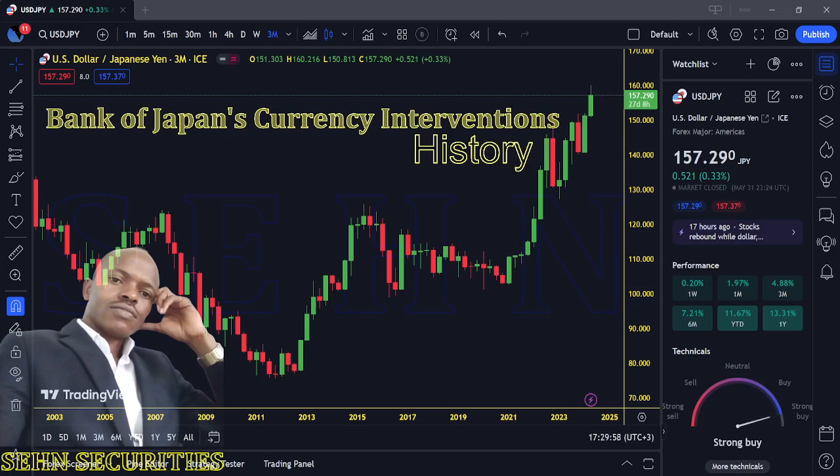In March 2004, after a 15-month campaign to curb the yen's rise, Japan ended its intervention efforts, having spent more than 35 trillion yen, over $300 billion.